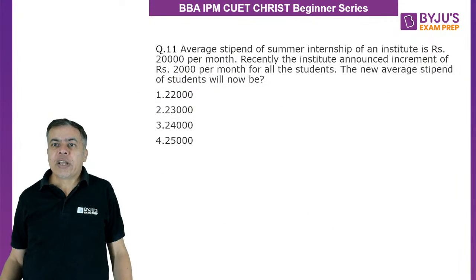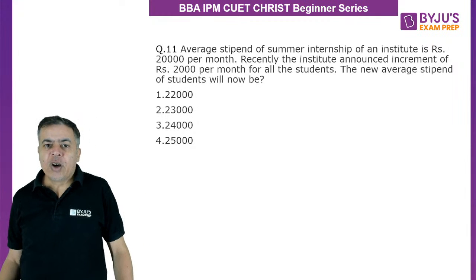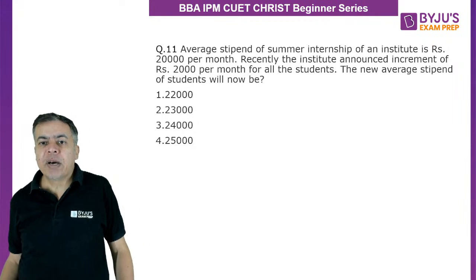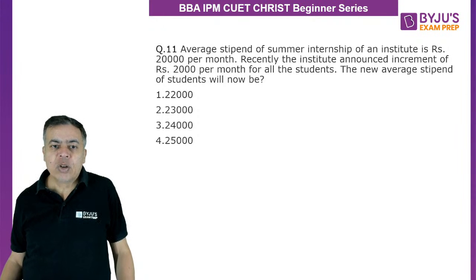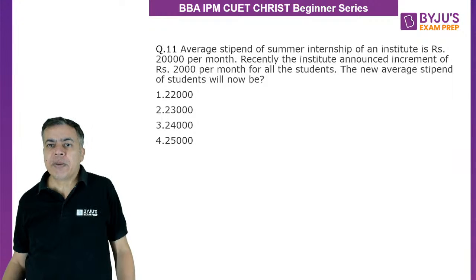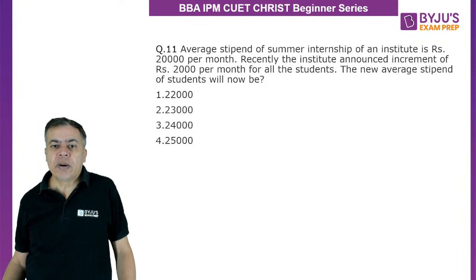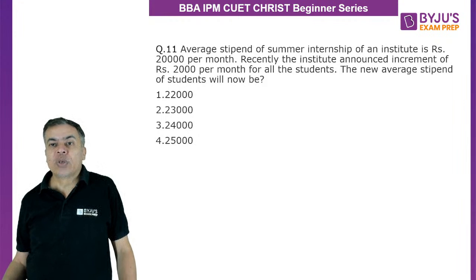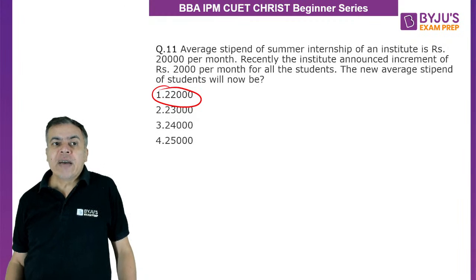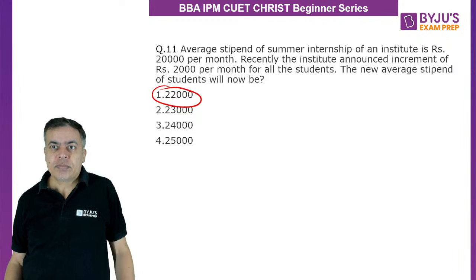So let's move to the next one, and this is I think a normal question. Average stipend of summer internship of an institute is rupees 20,000 per month. Recently the institute announced increment of rupees 2,000 per month for all the students. The new average stipend of students will be 22,000. Simple. Because whatever is increase in all, the average will increase by the same amount.